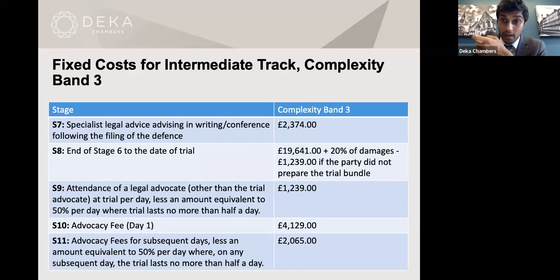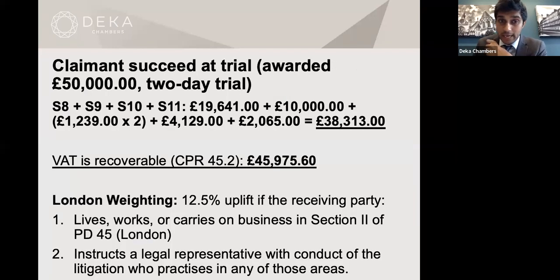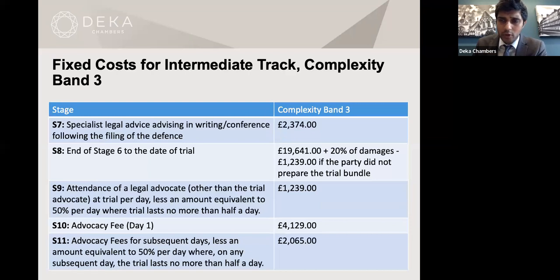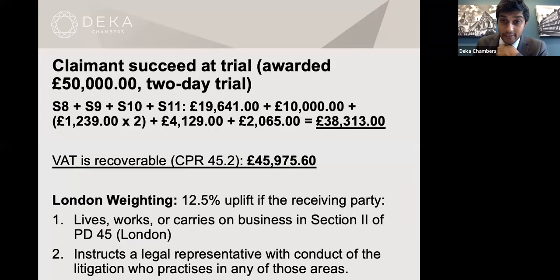£1,239 for the solicitor, and I presume it's a solicitor because it says other than trial advocate, attending trial, and that's over 2 days. You've got £4,129 for the first advocacy day, and the second £2,065 to the second one. So in this case, rough estimate you would get is £38,313 for a 2-day trial where the claimant's estate or the Astrid's estate has been awarded £50,000.